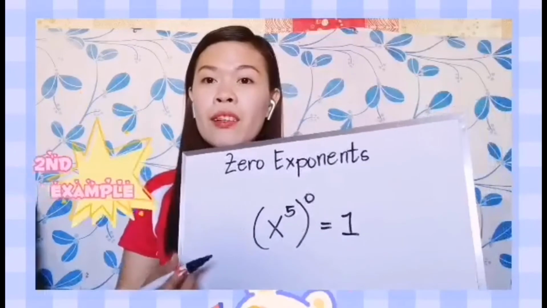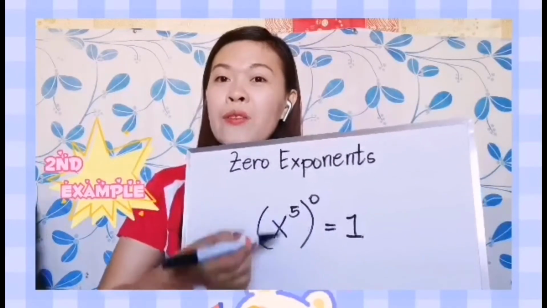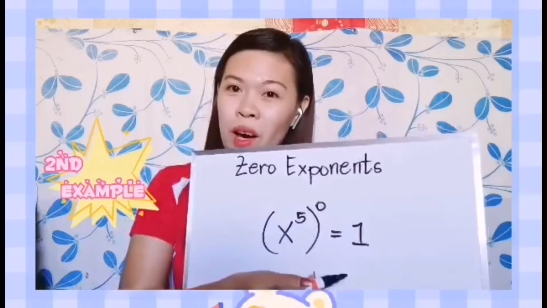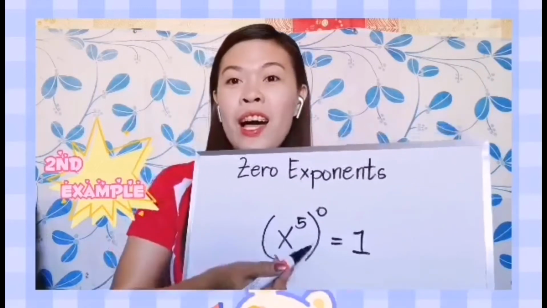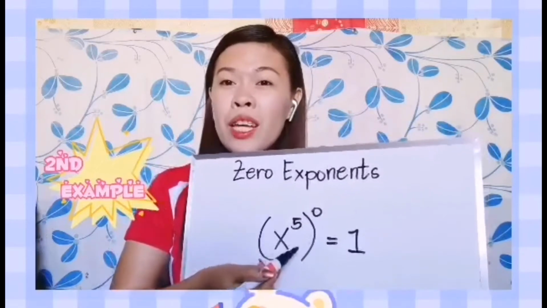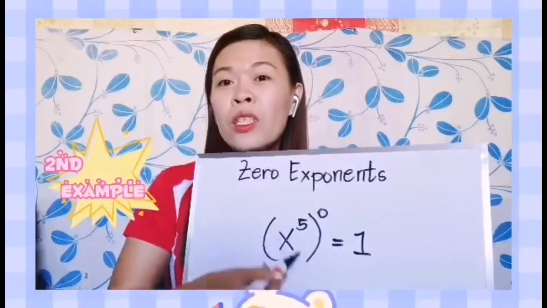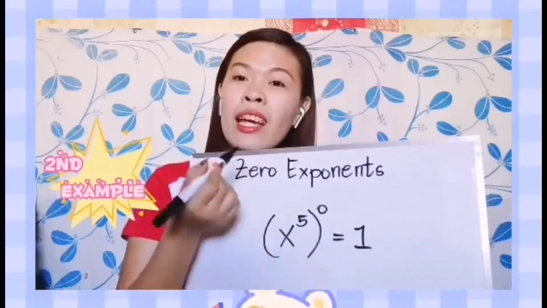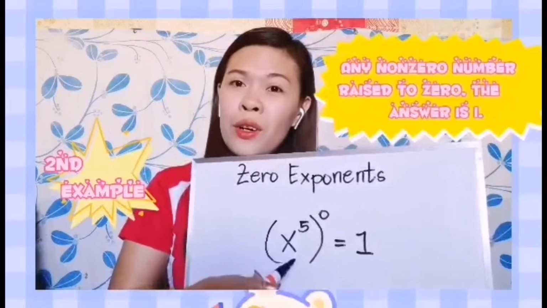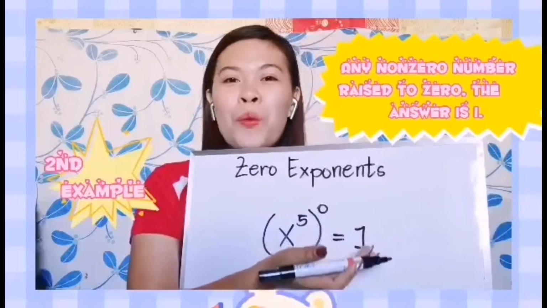Next example, math lover, we have the quantity of x raised to 5 and raised to 0 equals 1. Do you agree with this? Our number is x raised to 5. So x is being raised to 5. However, with our parentheses, the whole number is being raised to 0. So by the rule, any number raised to 0, the answer is 1. So it is equal to 1.